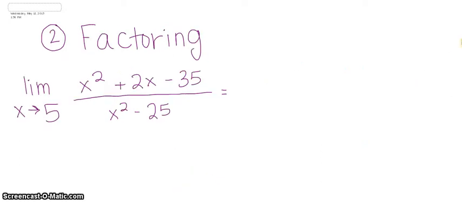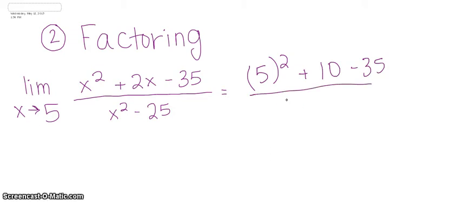The second tool is factoring. Sometimes when a value is just plugged in, the function will be 0 or won't exist. For example, we have the limit as x goes to 5 of (x² + 2x - 35)/(x² - 25). If we just plug in 5, we find that the bottom would be 0 and therefore the function wouldn't exist.